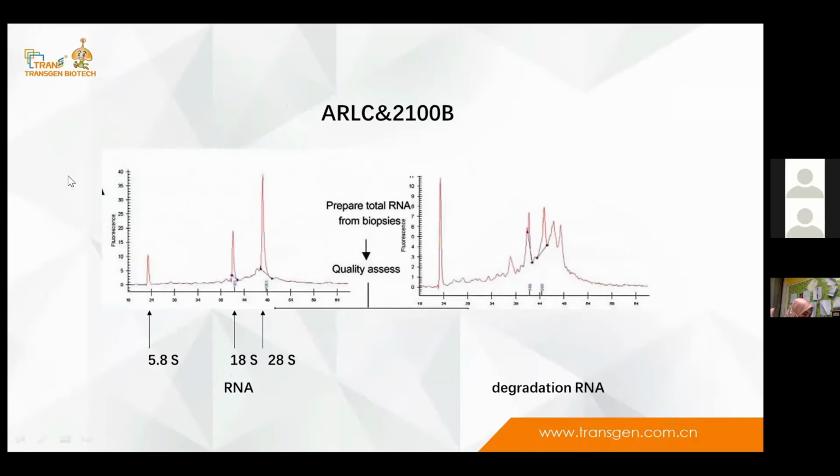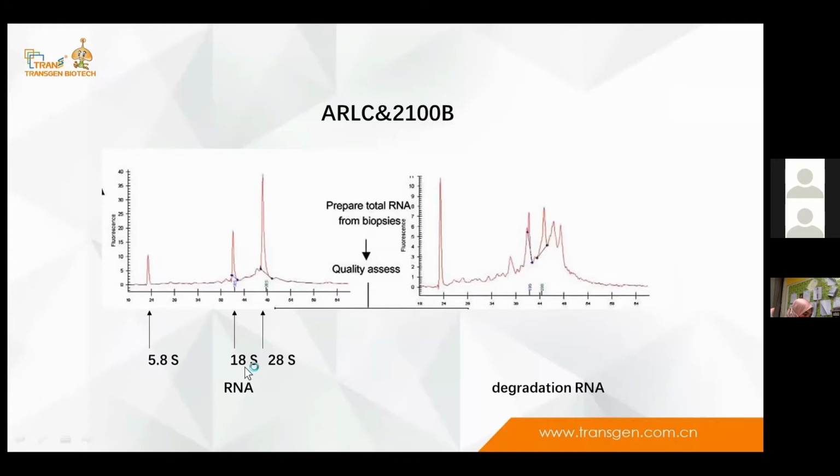The third one is the Agilent bioanalyzer. With the bioanalyzer, we also have to use an RNA chip. The RNA chip is very expensive. During the whole experiment, detecting one RNA sample may cost $7 to $10, so it's very expensive. But when we use the Agilent 2100 bioanalyzer, it gives a very precise result about the RNA's quality.